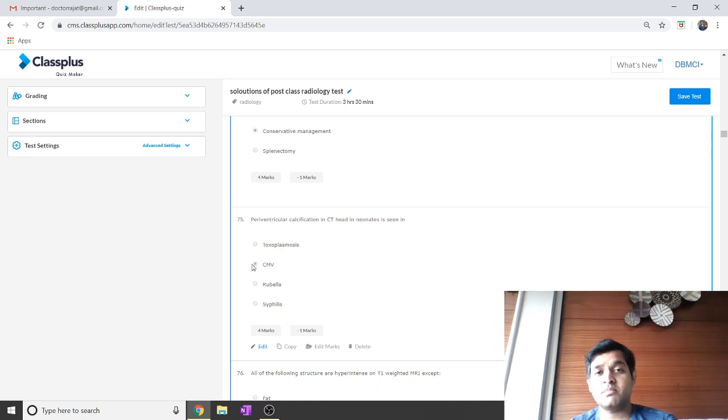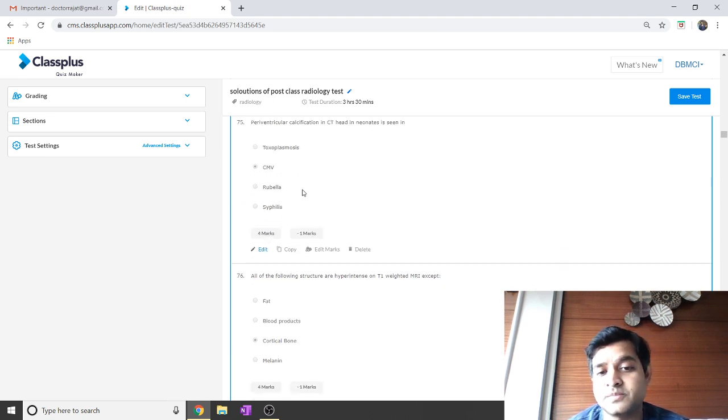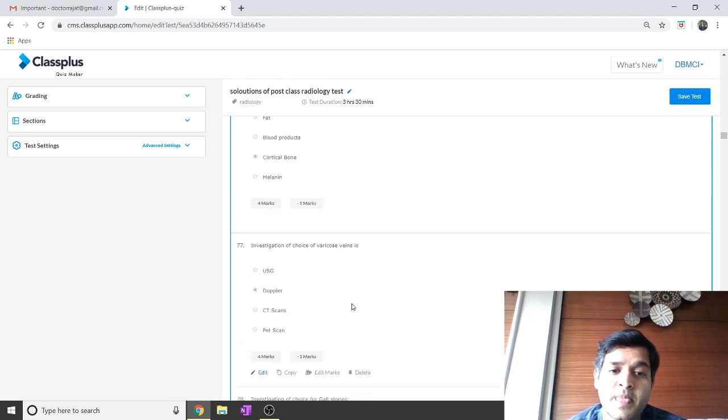Connaught Place, DT Cinema Hall. So CP, C for CMV, P for periventricular. Cortical bone does not appear hyperintense on T1, it is hypointense on T2.